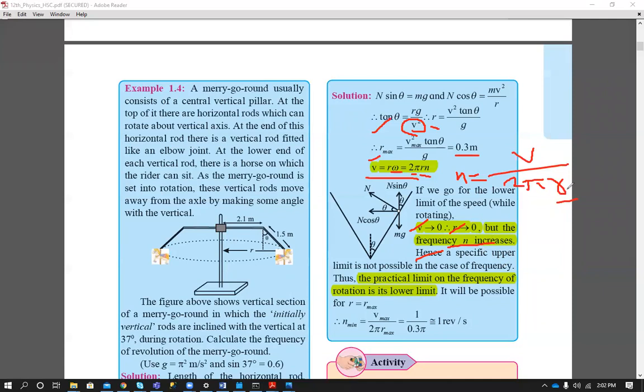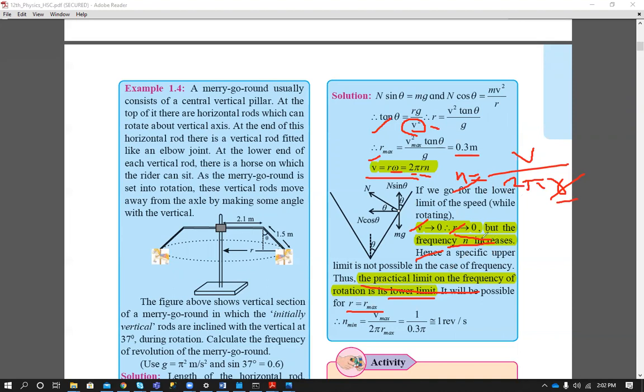Whereas if the radius is maximum, the frequency will be less. If the radius is more, then the number of revolutions of the ball will decrease, because it has to cover a larger path. Frequency means the number of revolutions per second. If the path becomes large, the number of revolutions per second decreases. So there is a possibility of a lower limit, as R maximum is possible. From this formula, the frequency will decrease. There is only a lower limit, not an upper limit.